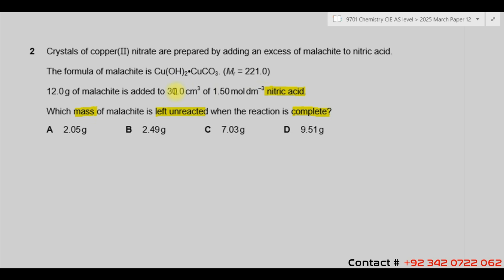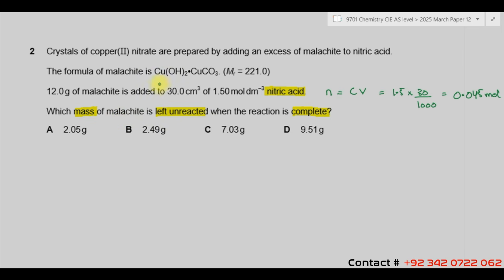Let's first find out the moles of nitric acid which are given. So we have 30 cm³ of 1.5 mol/dm³. Moles equals concentration times volume in dm³. Concentration is 1.5, volume is 30. Converting it to dm³, we have to divide by 1000. So the number of moles is 0.045 moles. These are the moles of nitric acid.